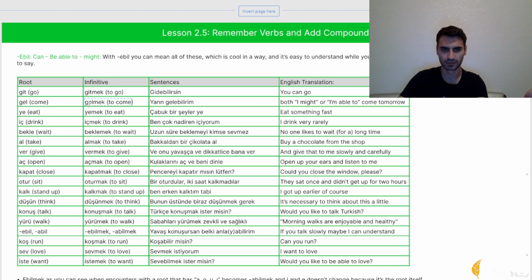Gel means come. Gelmek means to come. Here is the infinitive also. Yarın gelebilirim. Tomorrow I can come. But I might or I am able to come tomorrow. Yes, the meaning is both I might and I am able to. Yarın gelebilirim. I might come or I'm able to come tomorrow. We will see if I will come.